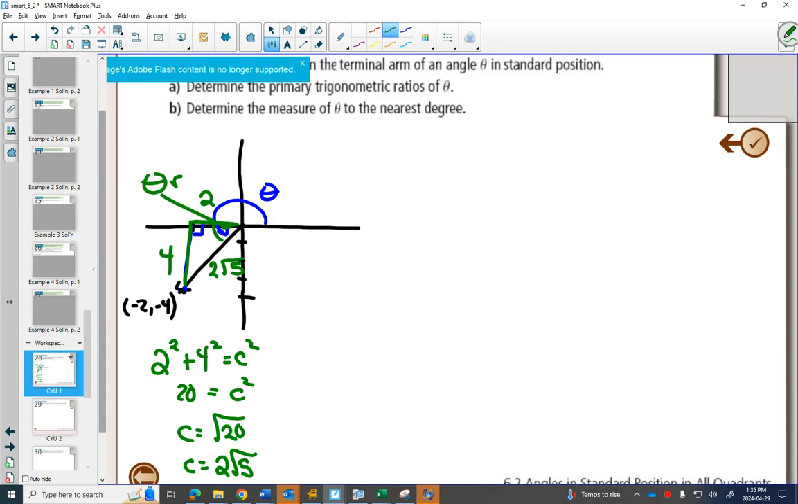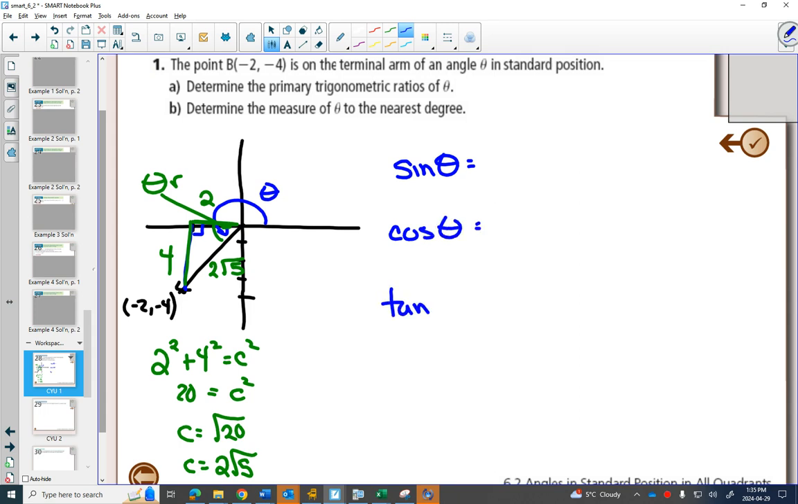Part A, when it says determine the primary trig ratios, they want you to find sine of theta, cos of theta, and tan of theta. Now, in a right angle triangle, you know that sine of theta is the opposite side over the hypotenuse. Now, theta isn't part of a right angle triangle. Only its reference angle is. So we use the reference angle and say that sine of the reference angle would be 4/2√5.